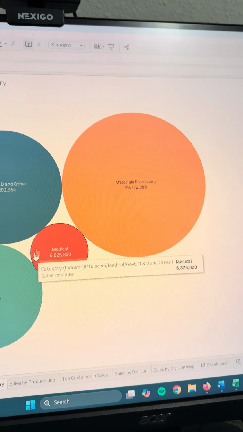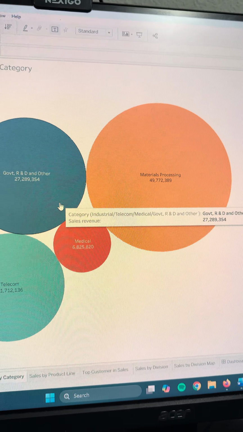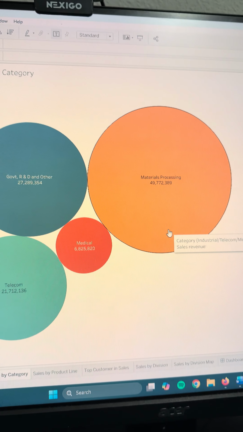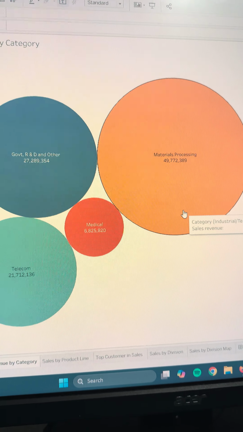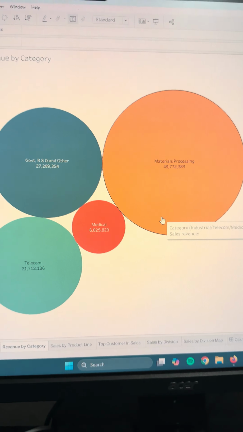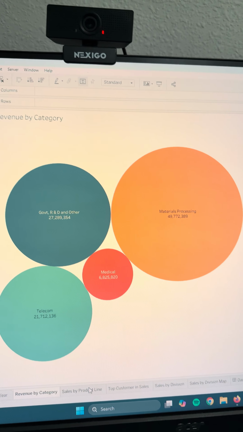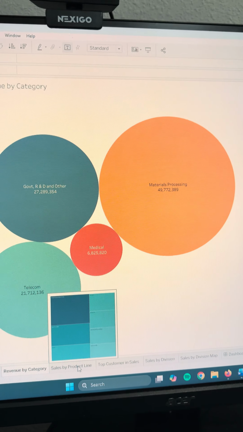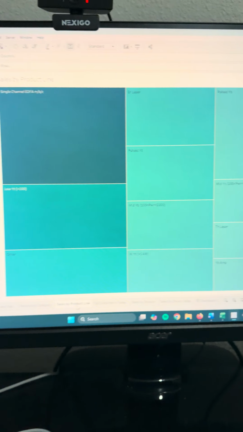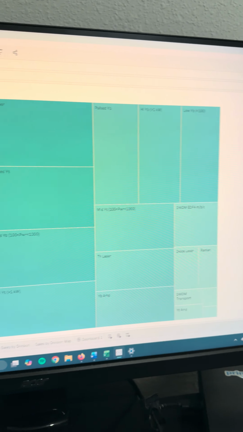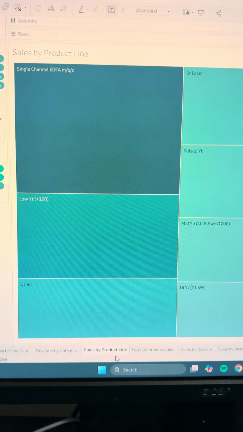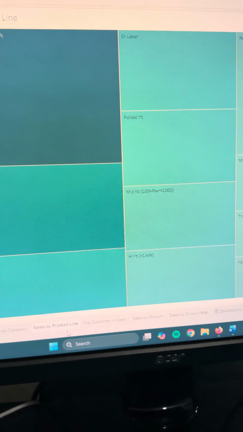Continuing from that, there was the revenue by category that I made, which shows us the revenue that we received from different categories. So we can see what categories do the best for us and which don't. Then there's sales by product line, which basically shows us which products generate the most sales for us and which generate less.